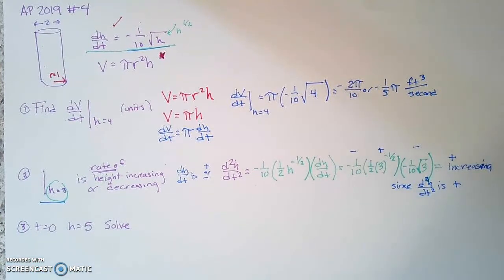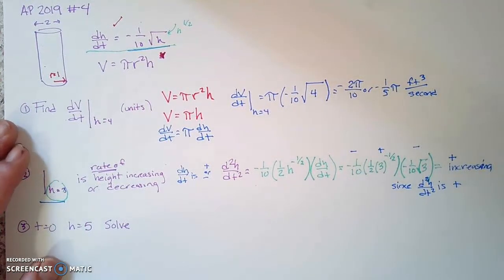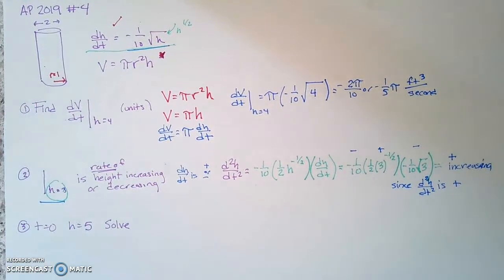Okay, so the last part says that when time equals 0, the height is 5 feet. Use separation of variables to find an expression for h in terms of t. So once again, this is going to be a differential equation. So I'm going to separate, integrate, solve. I'm going to start with the differential.